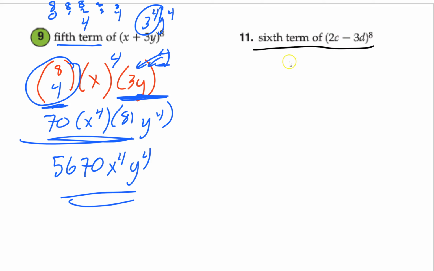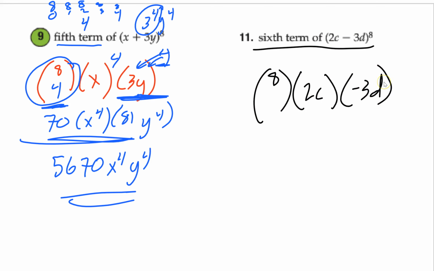So same idea here, right? Before I even look at this, write out what we know. It's 8, has to be 2C, and it has to be negative 3D. Right, no matter what, that's to me the setup. Now I want the sixth term, right? And like we said, it's always one less, so it's going to be 5, because we start at A0. Whatever that is, this has to be the same thing. These two things have to add up to 8, so this must be 3. And that's the idea. So figure out what this is.